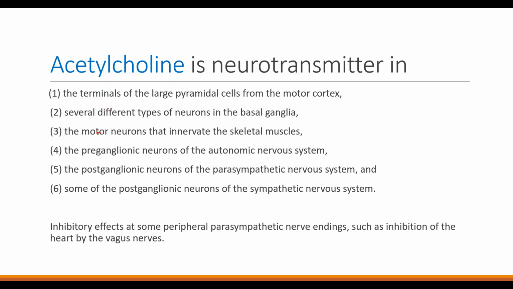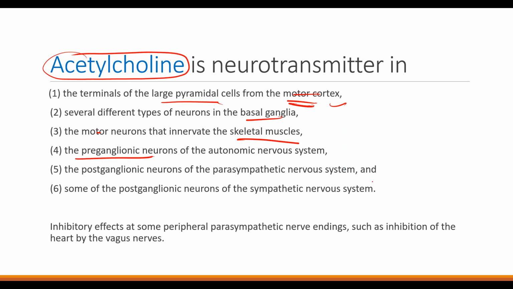So, acetylcholine is, I would say, the most important neurotransmitter in our body. And what are the sites where it is there? It is there in the motor cortex, in the pyramidal cells. Then basal ganglia. It is there in the motor neurons which innervate the skeletal muscles. It is there in the preganglionic neuron. It is there in the postganglionic neuron, especially in the parasympathetic nervous system. For preganglionic, both the sympathetic and parasympathetic, it is this only, acetylcholine. This is important. Only in some of the postganglionic neurons there is acetylcholine. Otherwise, mostly in the postganglionic sympathetic nervous system, it is norepinephrine, right?